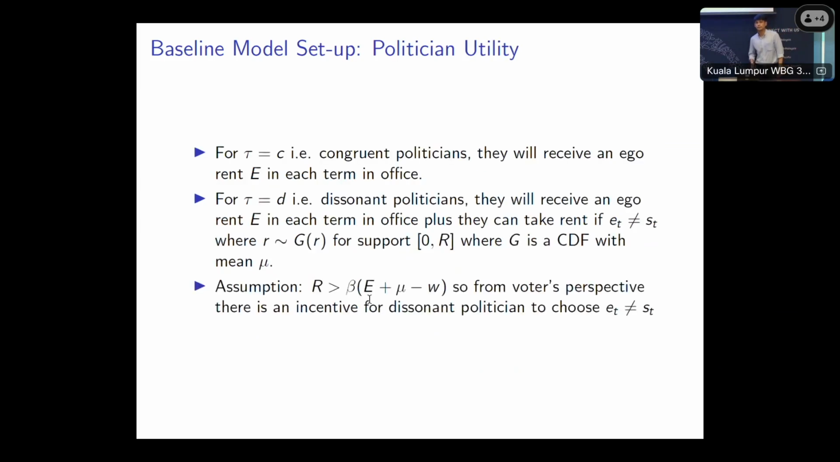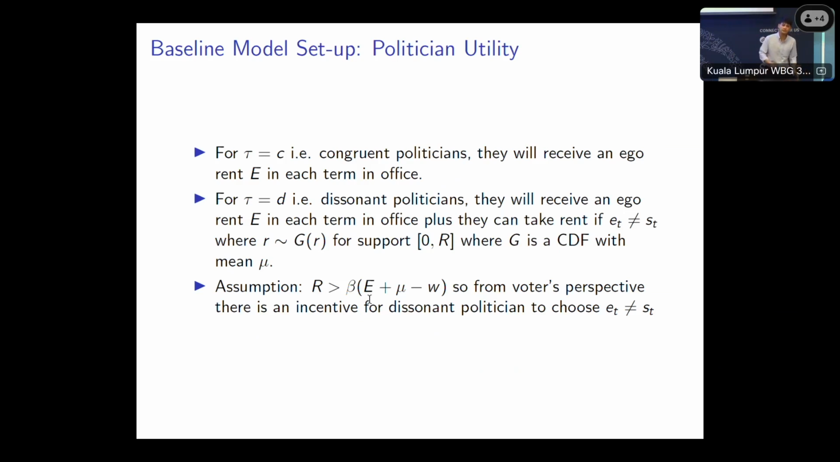That's right. So for the congruent politicians, they will get an ego rent E each term in office. So every time they're in office, they get ego rent E. The dissonant receive ego rent E in each term, and they can also take out a rent if, let's say, their policy doesn't match the state, and the rent is distributed with a CDF G, and the mean is mu. The assumption here is that the big R, which is the maximum of the rent, is larger than the discounted expected benefit from the dissonant politician.